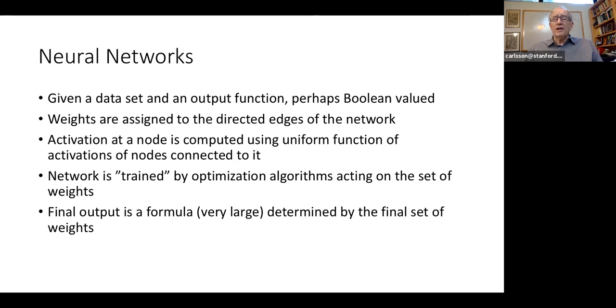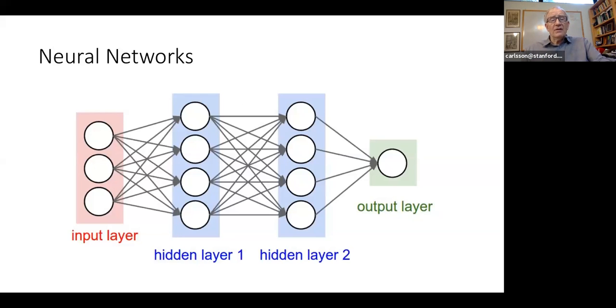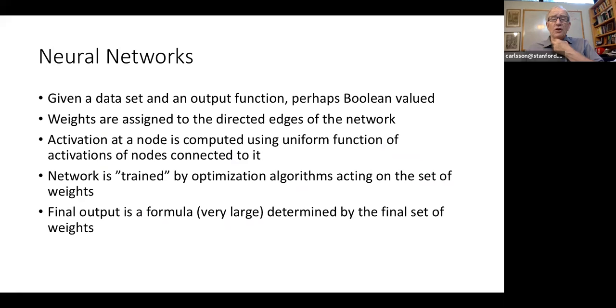So here's the story. Given a data set and an output function that we have, perhaps Boolean valued, or maybe multiple classifications, or even numerical continuous, weights are assigned to the directed edges of the network. This is the way one works with the network: you assign a weight to each one of these edges. And that is a coefficient in the formula that evaluates this node, say right here, in terms of these three. So there's a variable formula in here with weights. The activation at the node is then computed using a uniform function of the activations of the nodes connected to it. And then it's trained by optimization algorithms acting on a set of weights.